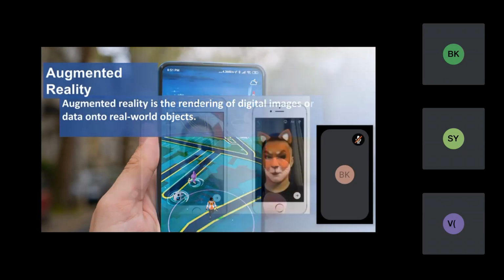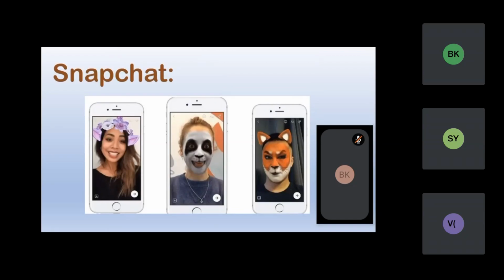I'll give an example for this. I hope you have definitely seen Snapchat and all these filters. These filters are not real, but the lenses or the filters in Snapchat make it look as if they're real. Snapchat is an example of AR, where it is enhancing the real world with the help of virtual views through those lenses and filters. So this was enhancement. The other thing is conversion of 2D to 3D.